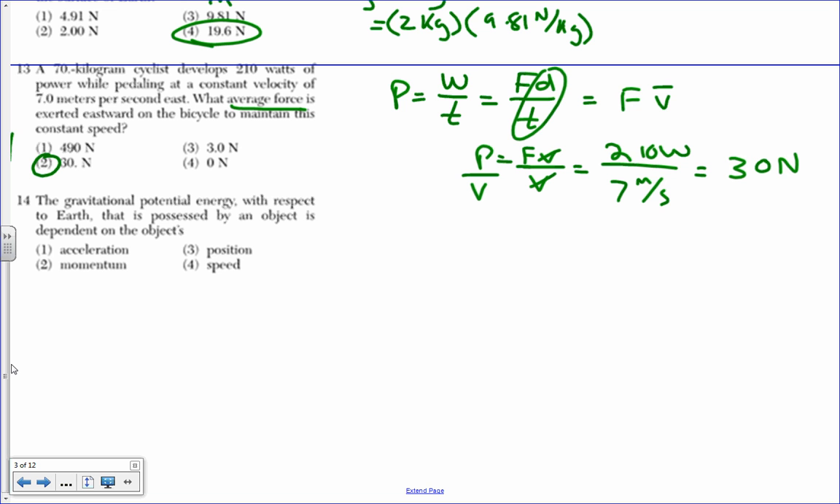If we're trying to find number 14, the gravitational potential energy, or PEg, that's equal to mgh. So look at what's in here. Well, m's in there, gravitational field strength's in there, and h. So if we look at which of those fit the choices, well, acceleration's not part of that. Momentum is not a part of that. Speed is not a part of that. So the only thing that's in there is position.